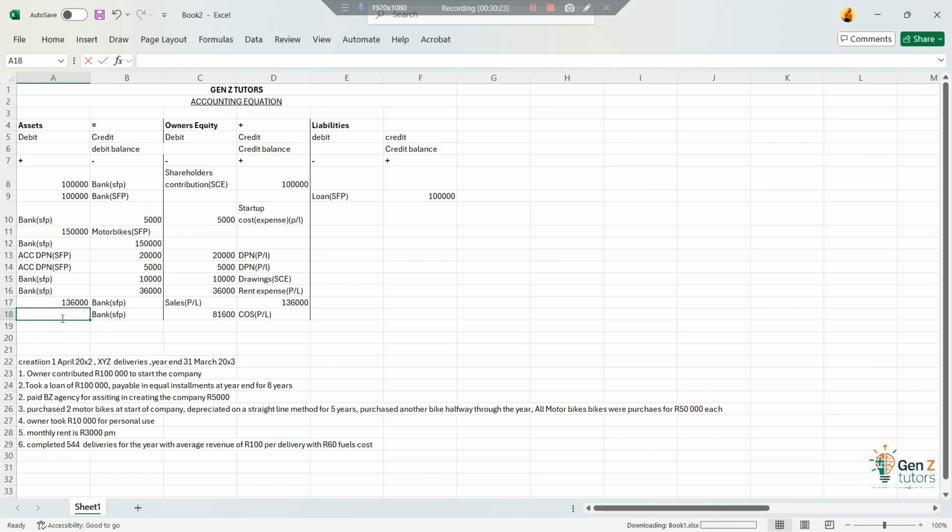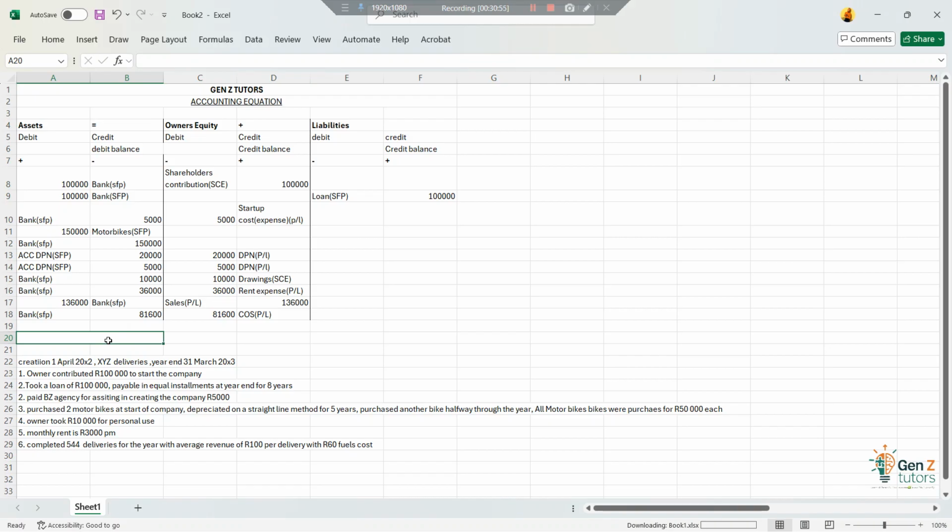Decreasing our bank directly with what? Decreasing our bank directly with our cost of sales, right? So now this is the contra account of this, and everything is still in balance. So now let's check if everything is actually balancing out, right? So now I'm going to do this and make this a single cell.